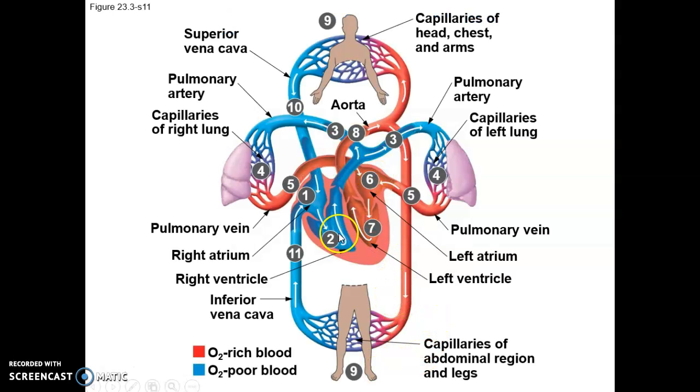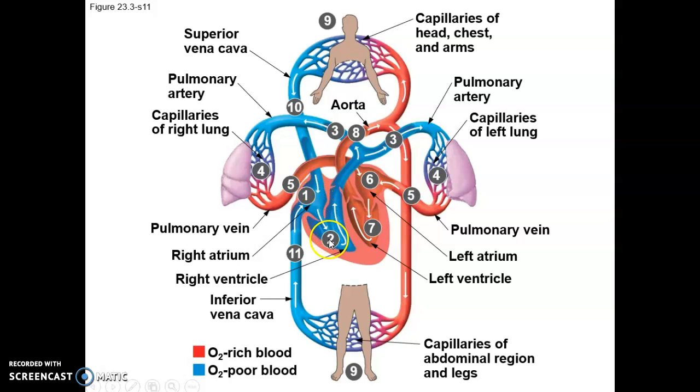Here's another figure that shows the operation of the heart and the cardiovascular system, meaning the heart and the blood vessels and the blood. So we'll start at number 1. Oxygen-poor blood, color-coded in blue, is coming back from the systemic circulation, bringing carbon dioxide-rich blood, and oxygen-poor blood into the right side of the heart, first into the right atrium.